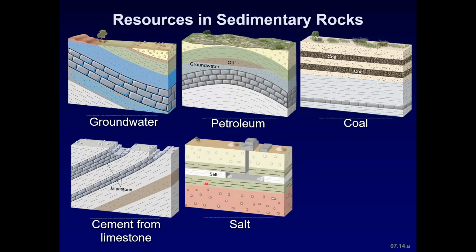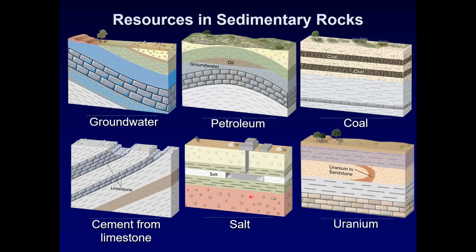Salt forms in areas where salty water evaporates, such as shallow seas or closed basins on land. And then uranium actually occurs in sandstone and other sedimentary rocks, as well as in non-sedimentary environments.